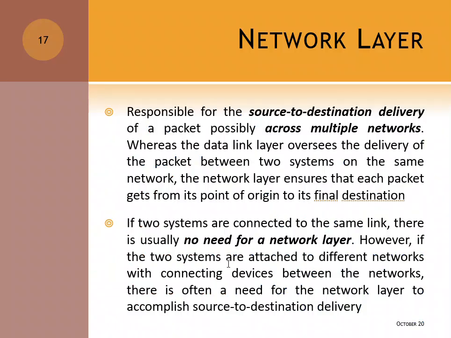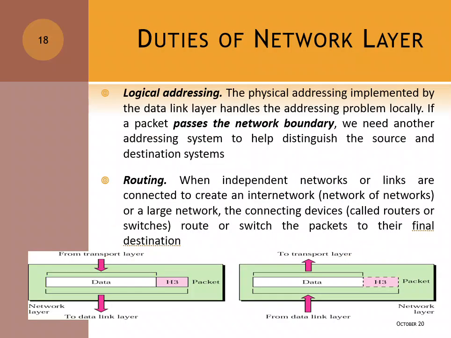Okay, so if two systems are attached to different networks with connecting devices between the network, okay, macam yang tadi kita tengok ada router kat tengah tu, there is often a need for the network layer to accomplish source to destination delivery. Dalam kes sebegitu yang melibatkan dua network yang berbeza, network layer is needed. Kalau tak, cukuplah sekadar data link layer untuk handle the packet, the frames.